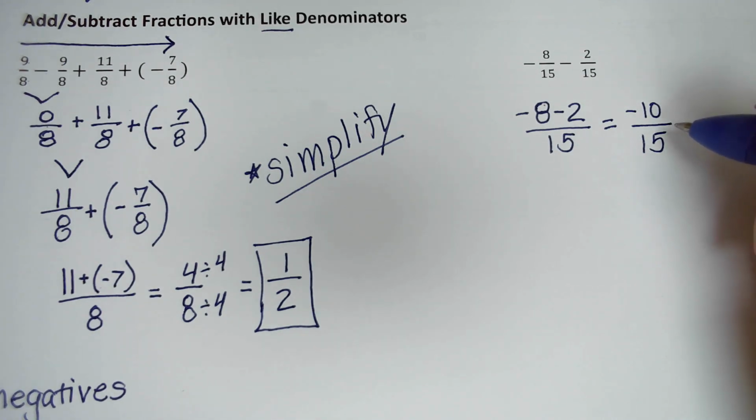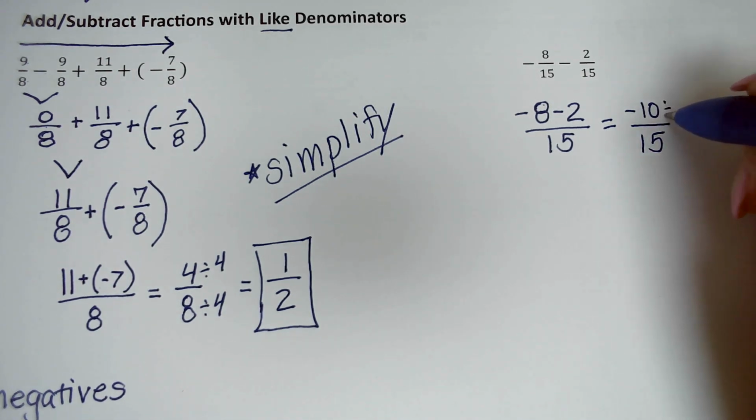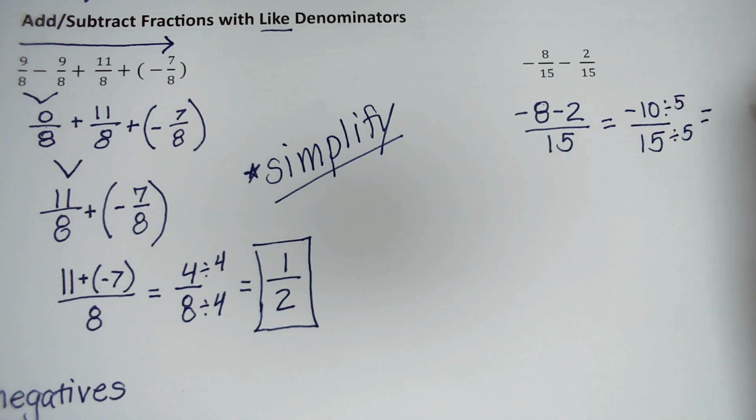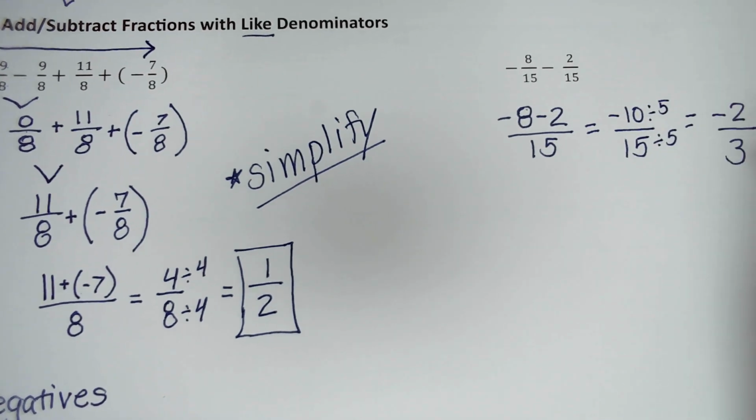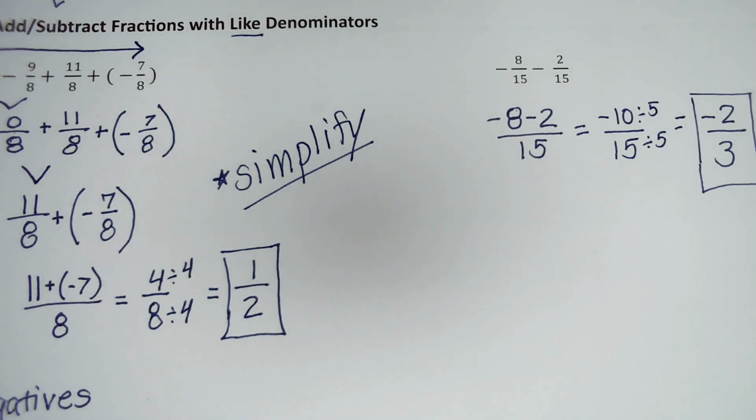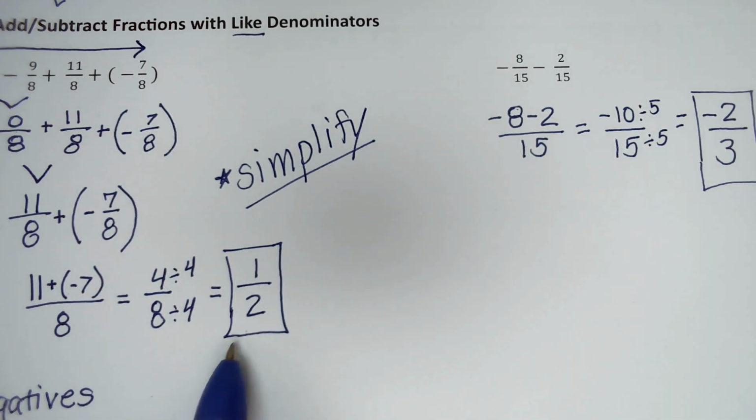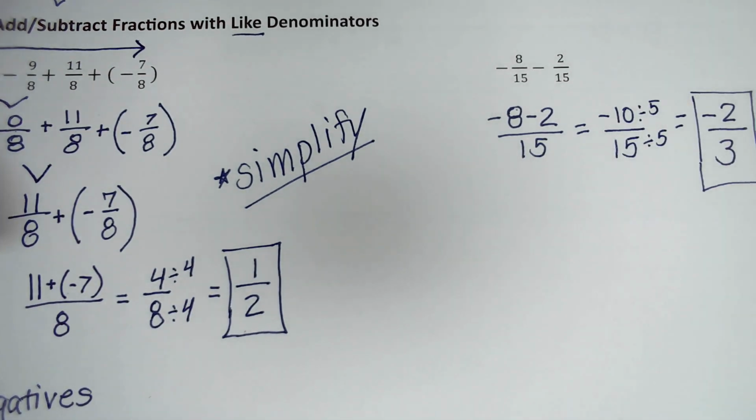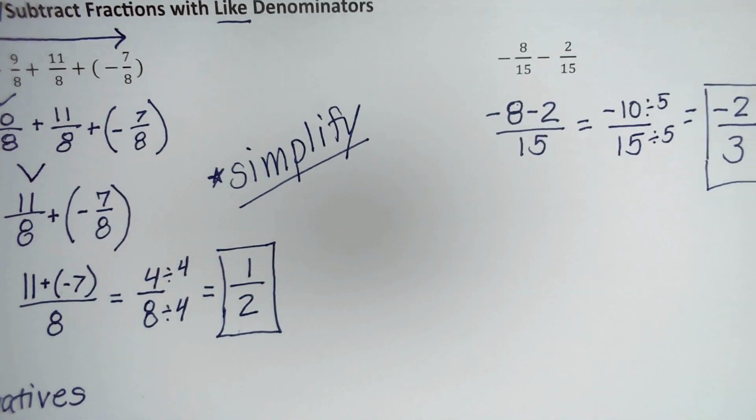Now, those are both multiples of 5, so I can divide them both by 5. So we get negative 2/3. So our answer is negative 2/3. Now, this is fully simplified. I am done, and I am getting full credit.